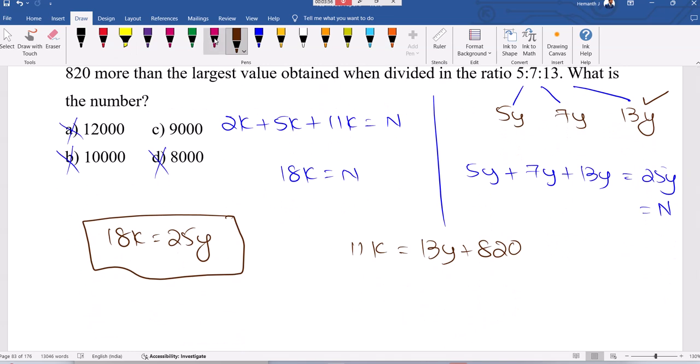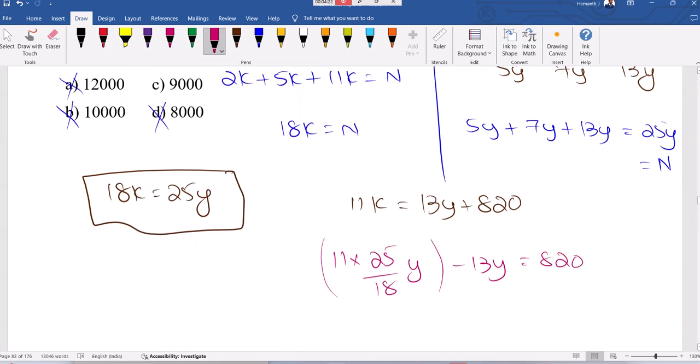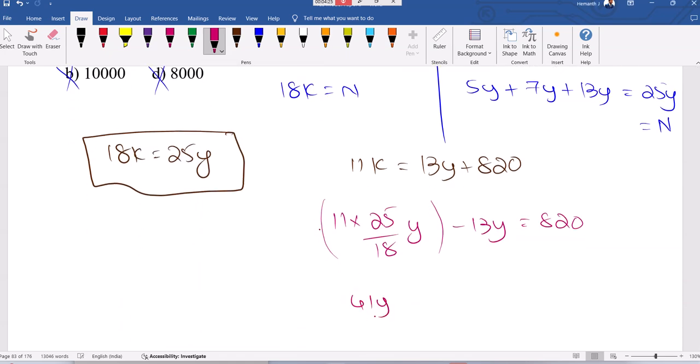We know 18k is 25y. So 11k is 11 into 25 divided by 18, minus 13y, should be equal to 820. 11 into 25 is 275. 13 into 18 is 234. So subtracting, we get 41. So 41y divided by 18 is 820. y is nothing but 360.